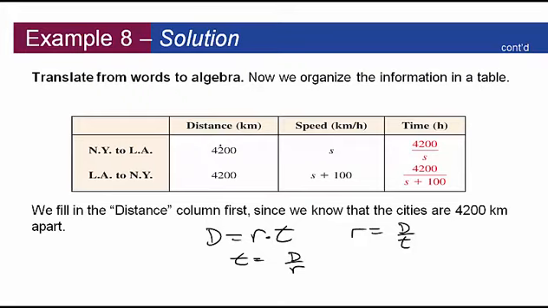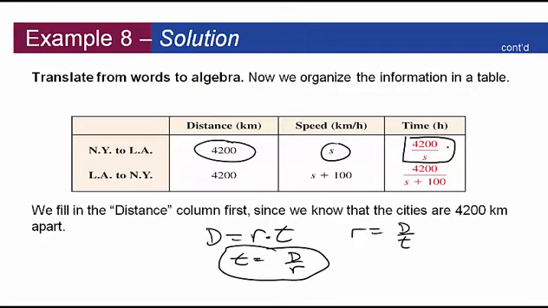Well, here we have distance and we kind of have speed, but we don't know anything about the time. So we'd want to go ahead and solve for time and say time equals distance over rate, and that's where we get this one. And then the same thing down here, right? Distance over rate, and that's where we get that one.